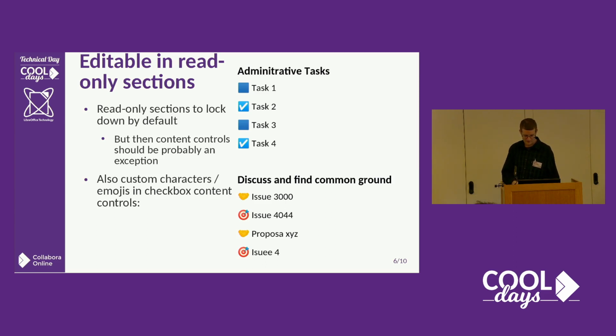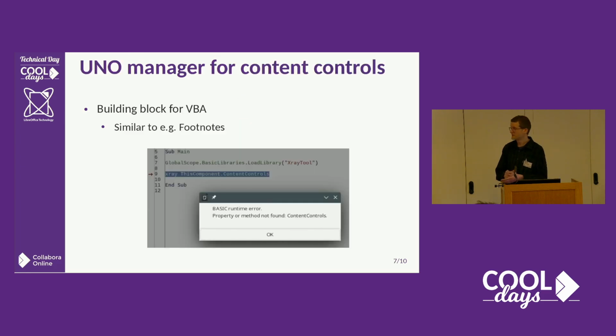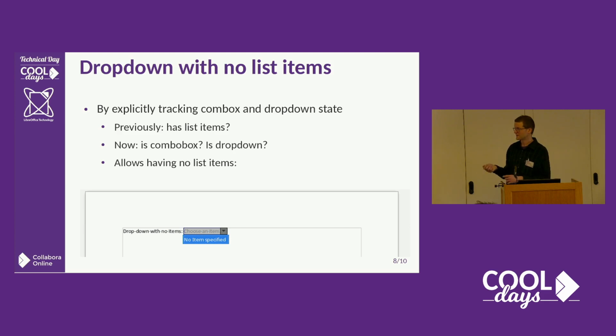Then there is some initial VBA support for this, which required some UNO API, which can say that I want to jump to the third content control without scanning the whole document for content controls. There is a special case when you want to have a drop-down content control, but you did not define items yet. So we know, don't assume that just because you have no items, it's not a drop-down anymore.